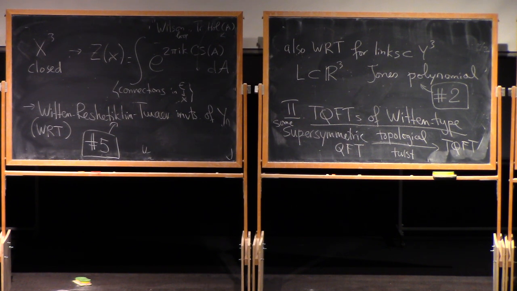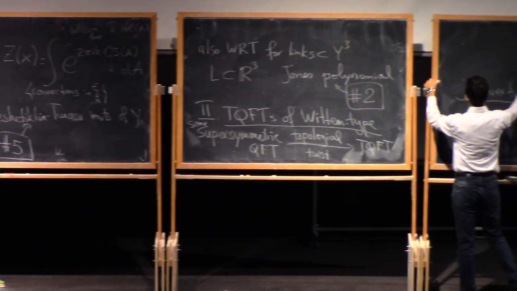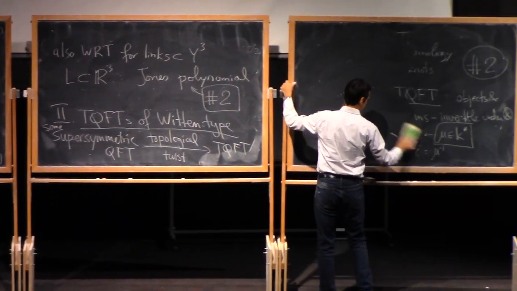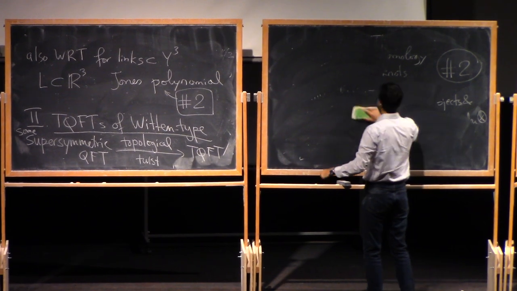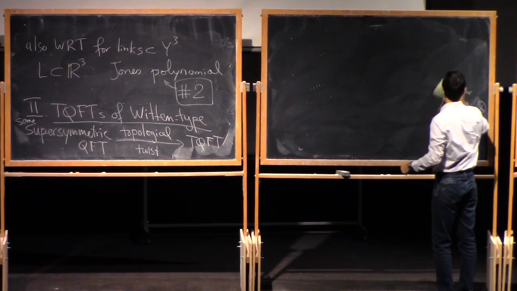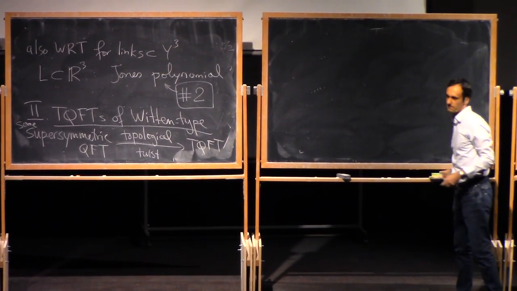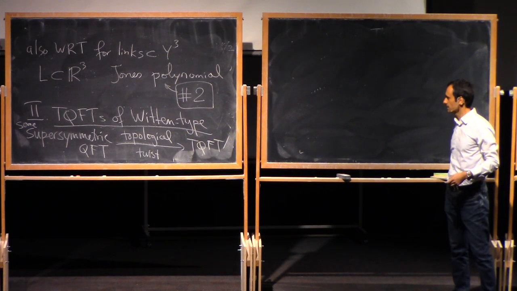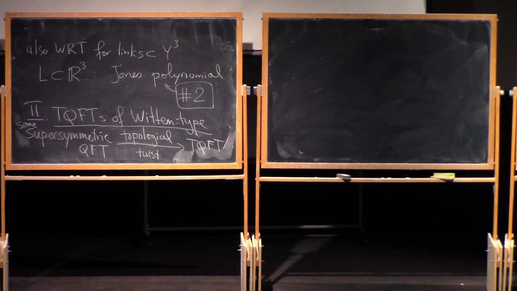This is what I'll talk about in the rest of the lecture. I'm not gonna explain much about physics, but what I wanna do is just say what some buzzwords mean, like supersymmetry and things like that, and then I will give some examples, the ones that are of interest to mathematicians. So let me mention some features of this kind of theories.